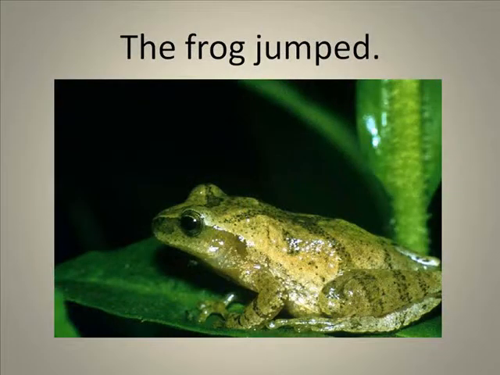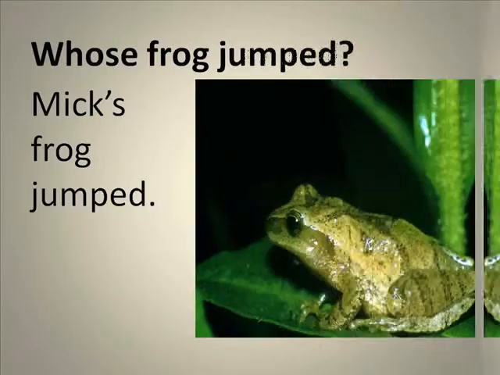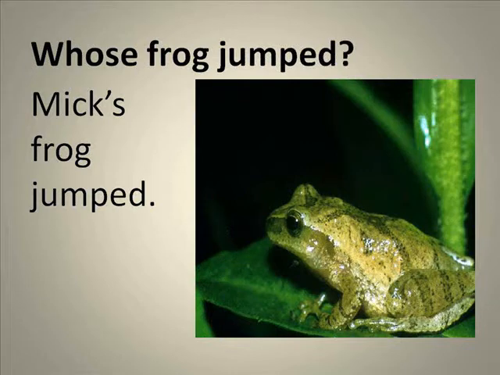Okay, boys and girls, take a look at this sentence. It's very simple, not much detail. It's not very interesting. The frog jumped. We can make this much more interesting by using the 5 W's. Okay, we're going to do this just one step at a time, and we'll start with the who. Whose frog jumped? When asking yourself that question, you can add another detail.